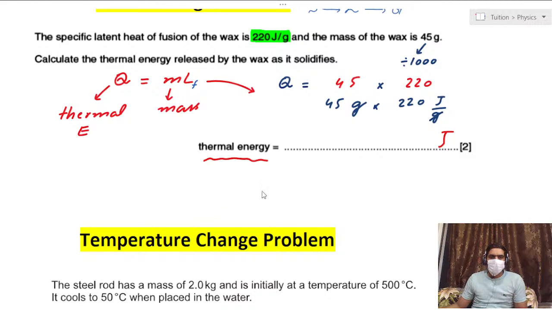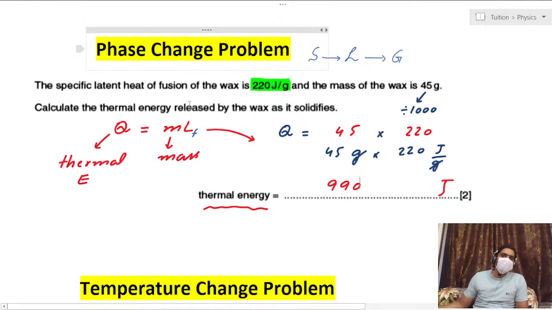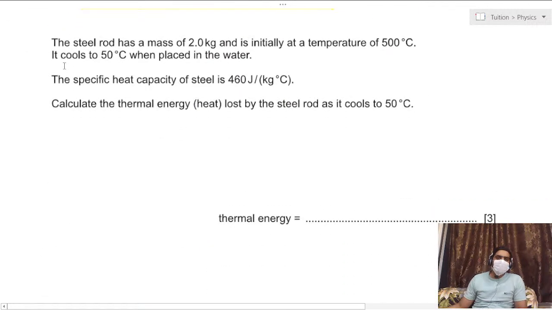So 45 times 22, so 990 joules. Okay, so this was a phase change problem, the first type. The next type is the temperature change problem.